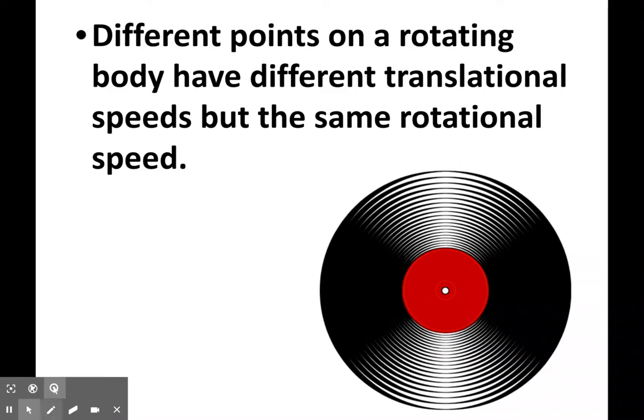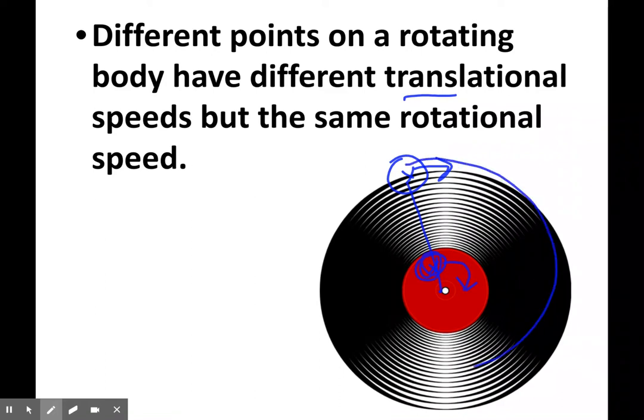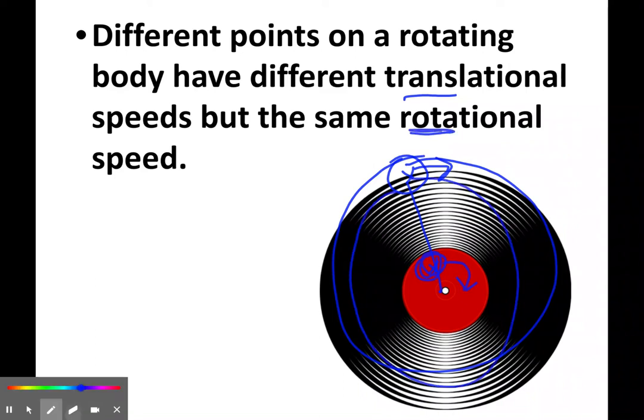So if we have a point, let's say that is here, and another point that's out here, this point is going to move translationally, or you can think linearly, slower than this point out here. But if I said, again, how many rotations per second are they making or per minute, they would be making the same amount of rotations or have the same rotational speed.